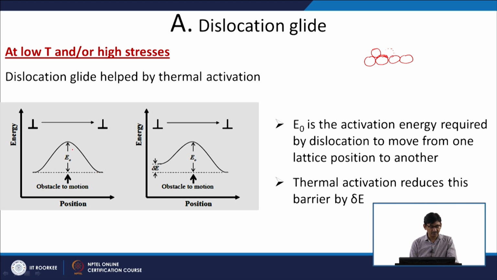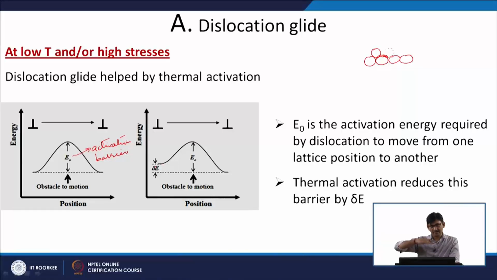So, E naught is basically, you can call it as activation barrier. So, this much activation energy is required to move a dislocation from one position to the next one.